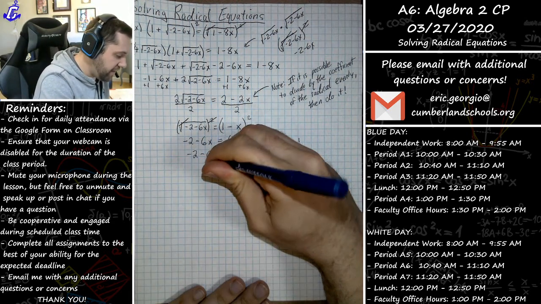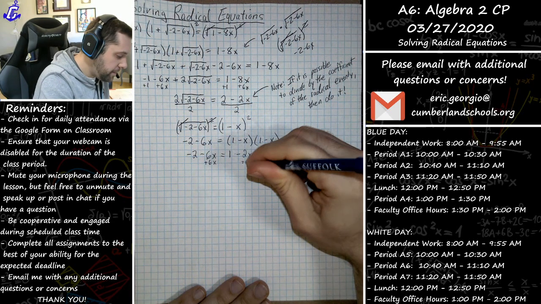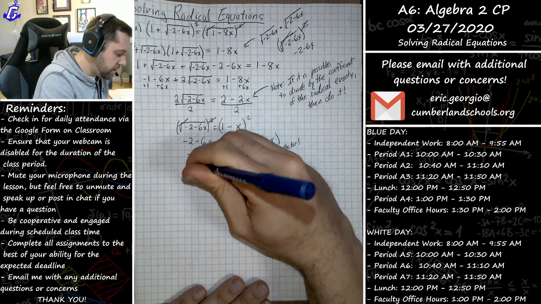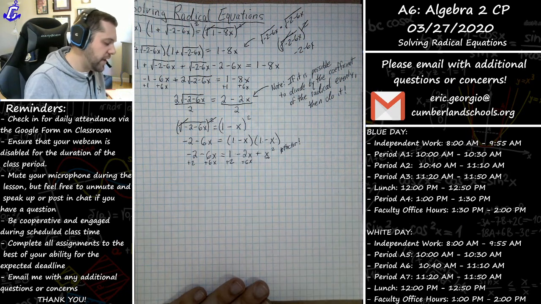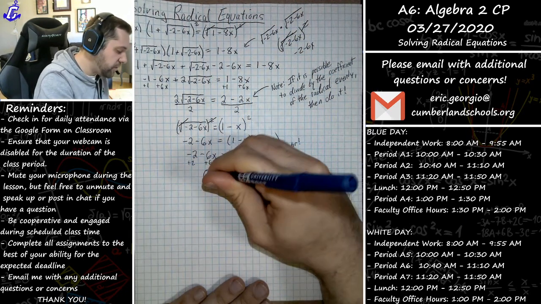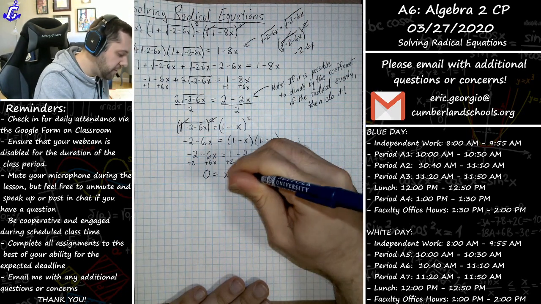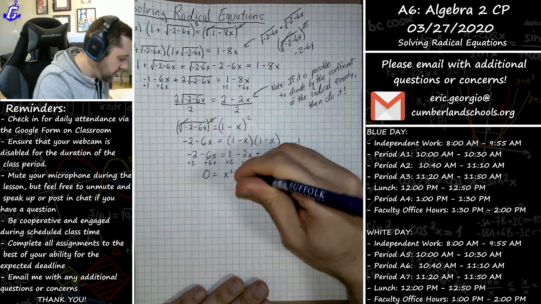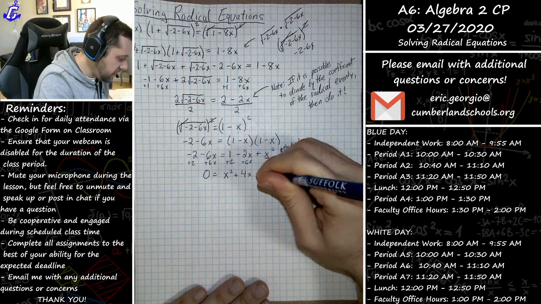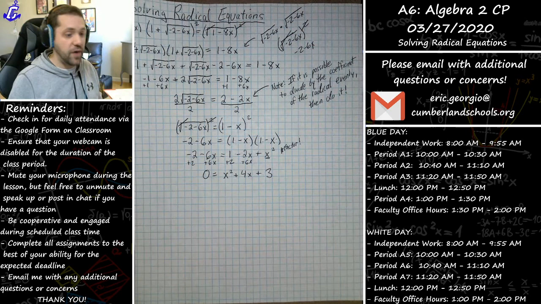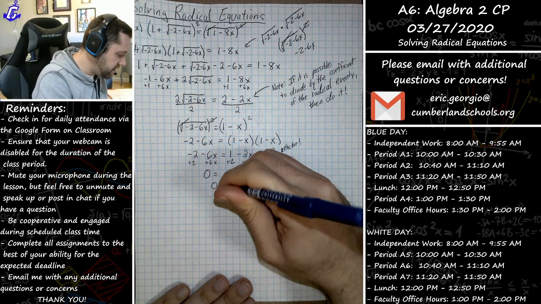So I'm going to add the 6x over to this side. I'm going to add 2 over to this side. And I'm just going to rearrange those terms on the right side so they're in a familiar order. X squared plus 4x plus 3. That's a prime time factoring problem. That now gives me 0 is equal to.